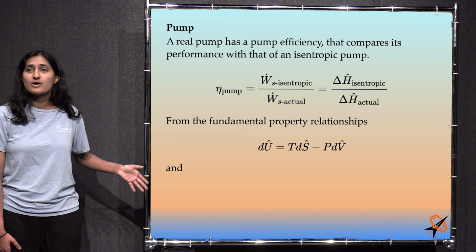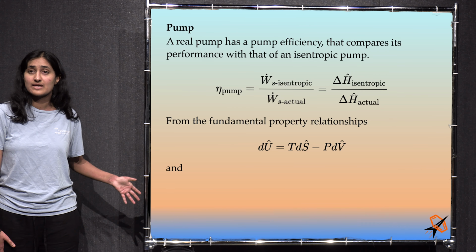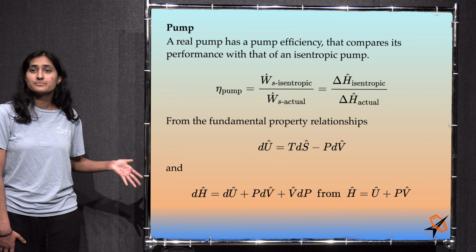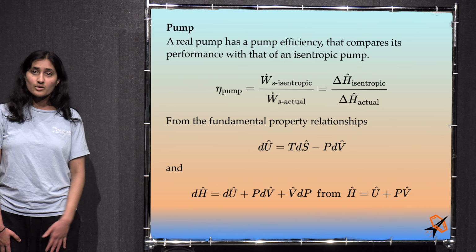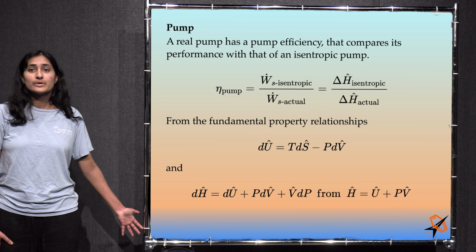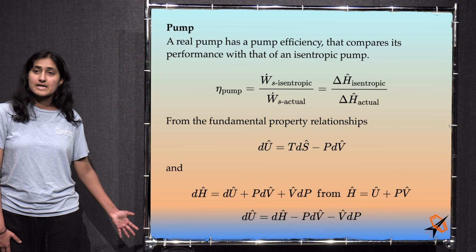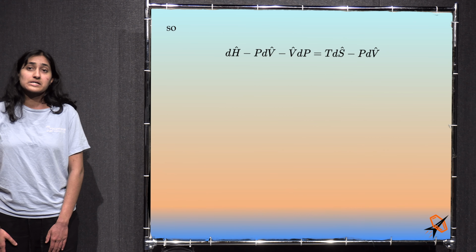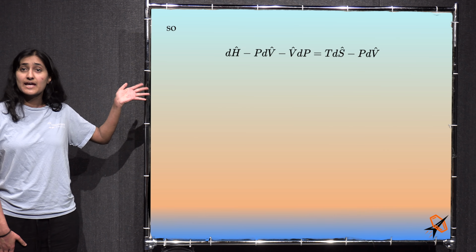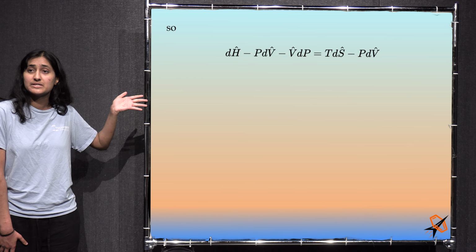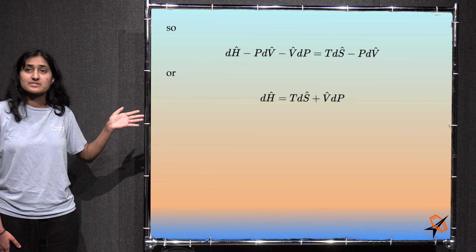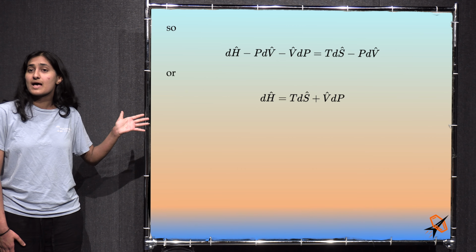If we take the differential of H hat equals U hat plus PV hat, we get that dH hat equals dU hat plus PdV hat plus V hat dP. Rearranging and solving for dU hat, we get that dU hat equals dH hat minus PdV hat minus V hat dP. Continuing with this brief derivation, we have dH hat minus PdV hat minus V hat dP equals TdS hat minus PdV hat. And if we simplify this, we end up with dH hat equals TdS hat plus V hat dP.